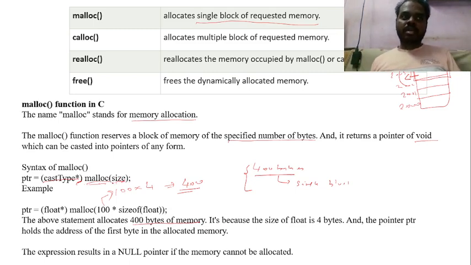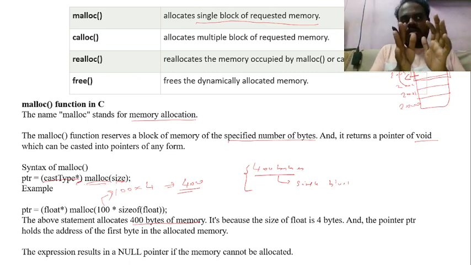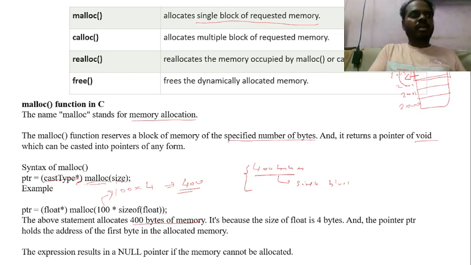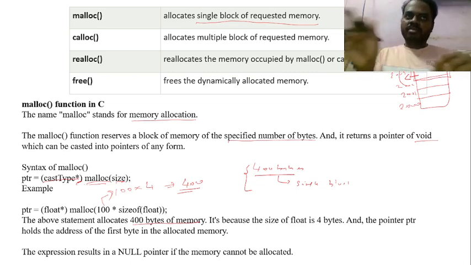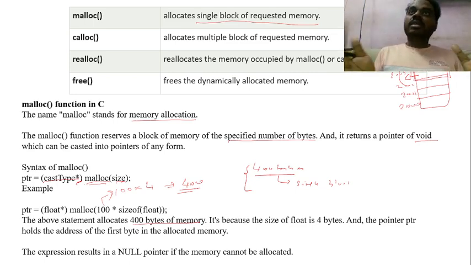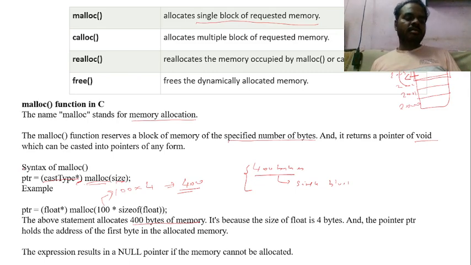The size should not be negative, it should be positive. If you want to allocate memory in C, your size should be positive data. You should not use malloc of -5. If you pass a negative value, it can't allocate memory for dynamic allocation. The example is ptr equal to float star malloc of 100 times size of float. The casting type is float star, my allocation type is malloc, 100 is the number of elements, and 4 is the size of your data.